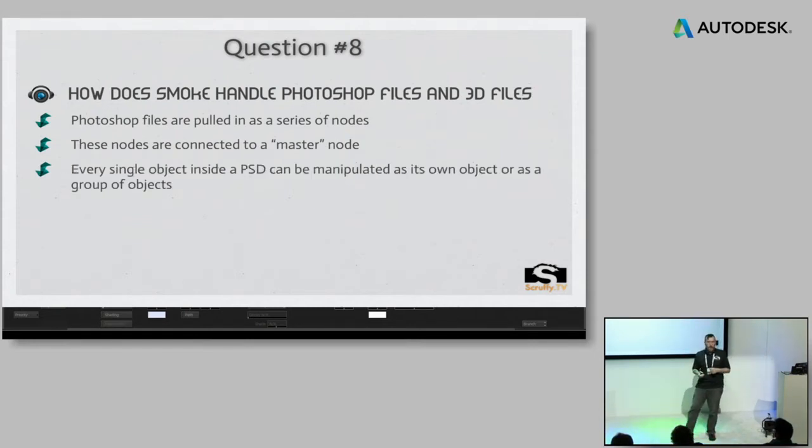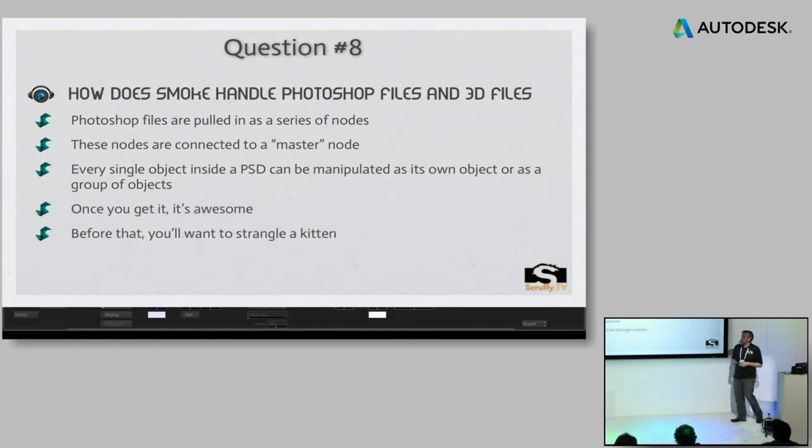Each object inside of the Photoshop file, each layer, if you will, is a separate node that can be manipulated on its own or as a node grouping, which is pretty slick, this idea that I can move things around, or I can have this little guy lay over there and move around independently. And actually, if I have time, remind me to show you the intro that I did, which is pretty slick for the stuff we're doing here at the show, where nodes explode in layers and stuff. So once you get it, it's awesome. Before that, you'll want to punch a dolphin in the face.